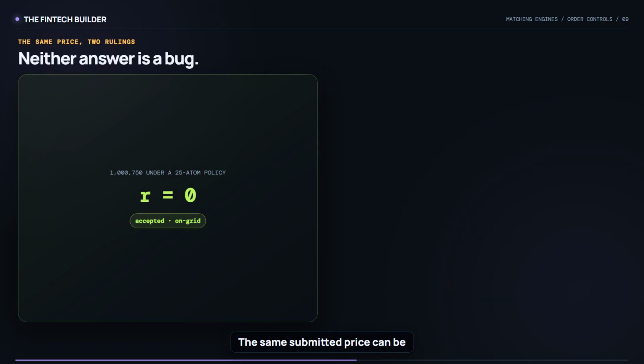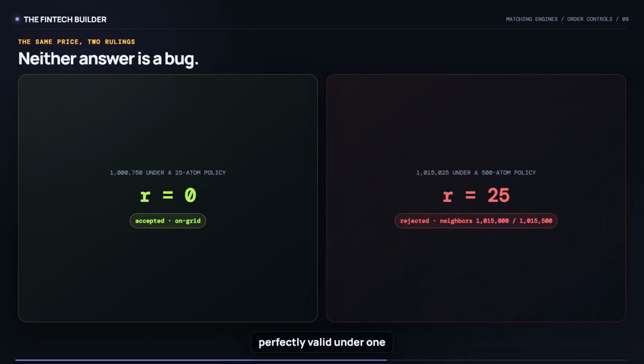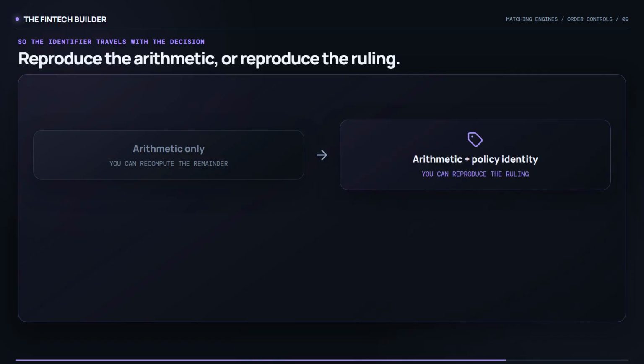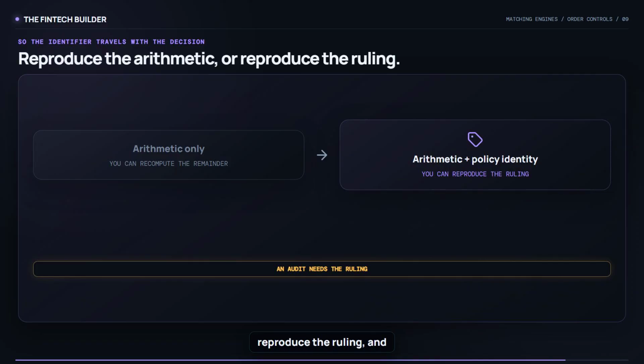The same submitted price can be perfectly valid under one policy and rejected under another, and neither answer is a bug. That is why the policy identifier travels with the decision. Without it, you can reproduce the arithmetic, but you cannot reproduce the ruling, and an audit needs the ruling.